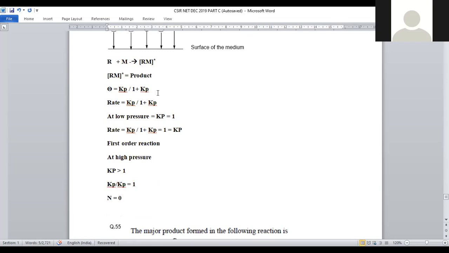It is called the Langmuir adsorption isotherm. The rate of the reaction is equal to Kp by 1 plus Kp. When pressure is low, the entire denominator term is taken as 1 because the pressure term is low. So now the rate is directly proportional to Kp, which is present at the topmost position. Hence we can say the order of the reaction will be only 1. So for low pressure conditions, the order will be first order.